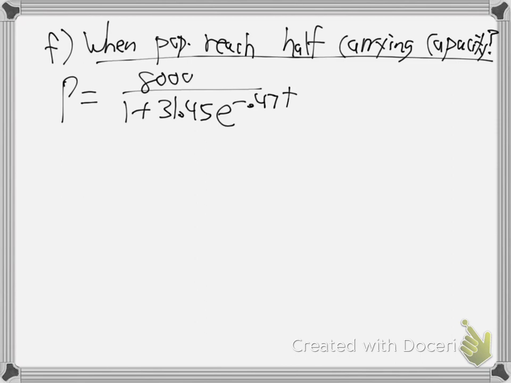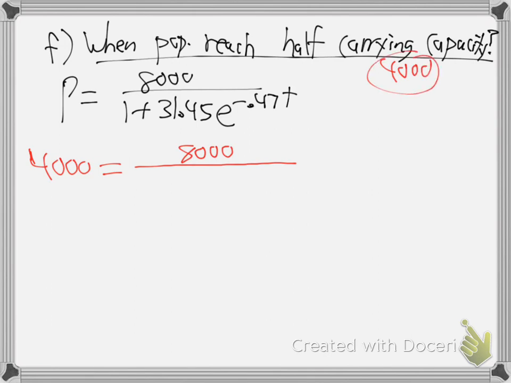Well, 4,000 for half the capacity. That's right, because the total carrying capacity is 8,000, half is 4,000. Where do I put that 4,000? On top. I put that in for P, right? Because you're saying when is the population going to be 4,000? So half the carrying capacity is 4,000. Plug that in for P. Good to there.